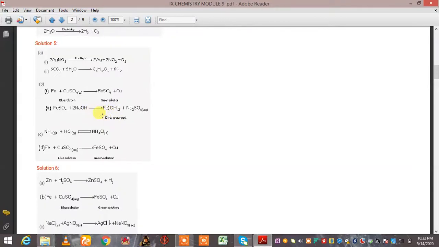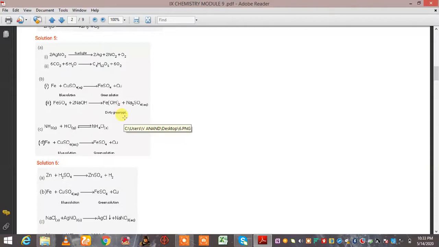And this is the reaction where a precipitate forms, the example for the formation of precipitate. So here when iron sulfate is reacting with sodium hydroxide, it is forming a dirty green precipitate of Fe(OH)2 and aqueous solution of Na2SO4.